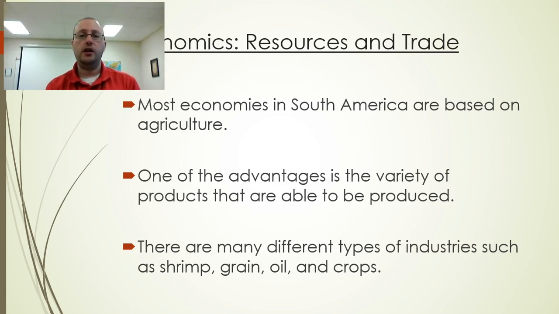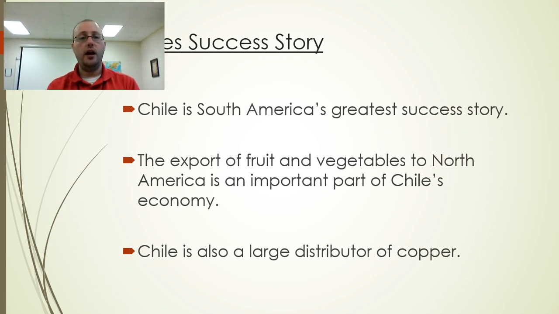Most economies in South America are based on agriculture. That's what it's based on. One of the advantages is the variety of products they're able to produce. You have different types of items such as shrimp, grain, oil, crops. These are a number of things that are grown. So this allows for a varied economy in South America because of this. Chile is South America's greatest success story. The export of fruit and vegetables to North America is an important part of Chile's economy. Chile is a large distributor of cotton.